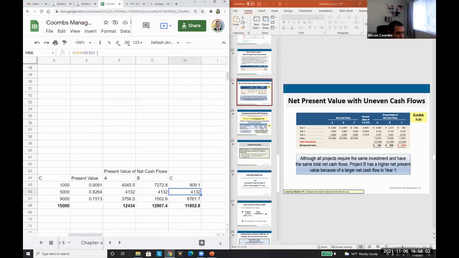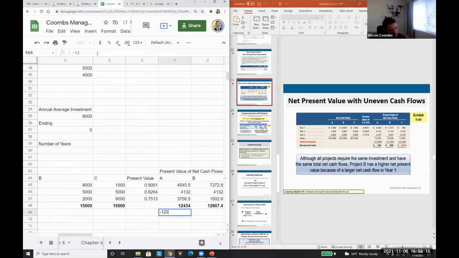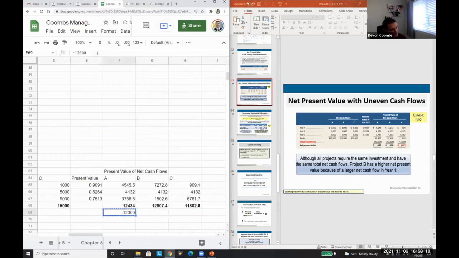What am I doing wrong here? Let's see. 73,909. 4132. Yep, that's right. And then we have an initial investment, 12,000. That's where we get net present values. And so even though all of these projects give us the same cash flow, because they give it at different times, they have different net present values.